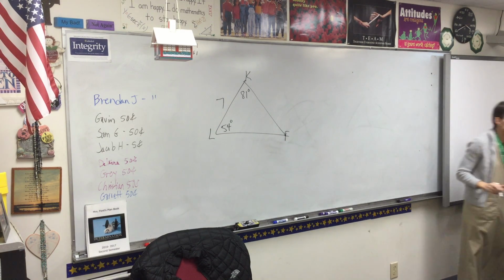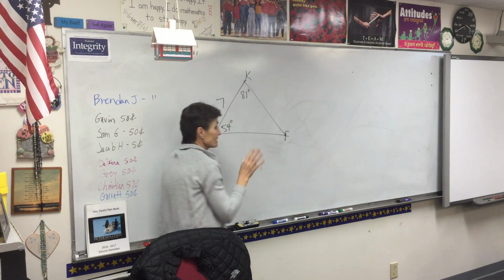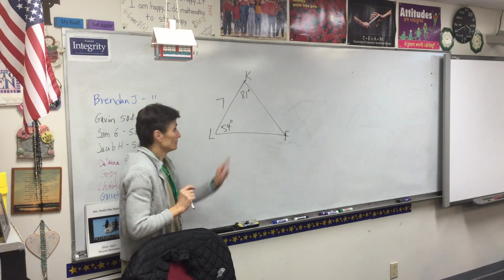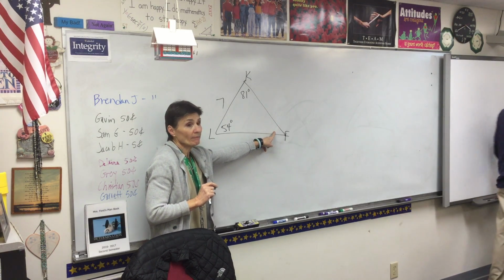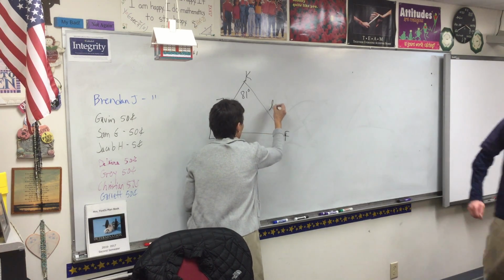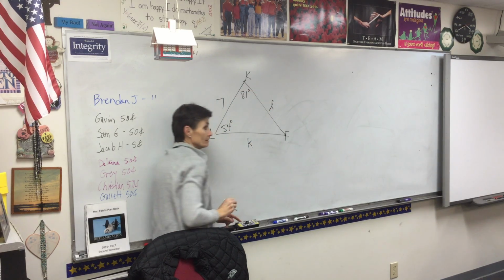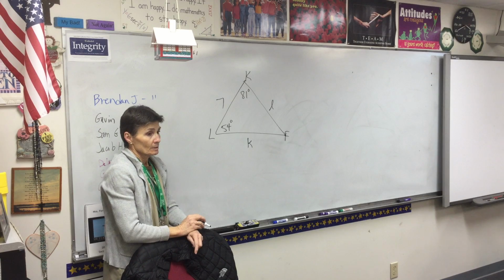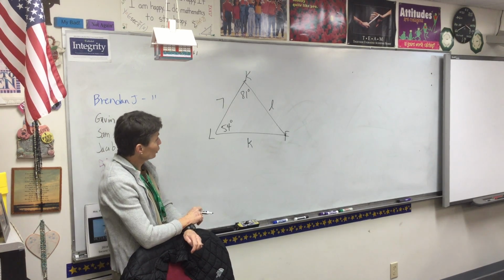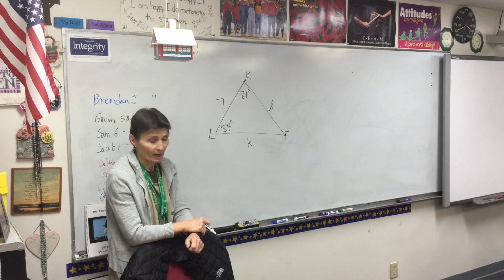So, we need to find everything that's missing, which means what? Angle F, right? Side L and side K. So, you have to find all three of those things. So kind of just looking at it for a minute, what do you think you might be able to find first?